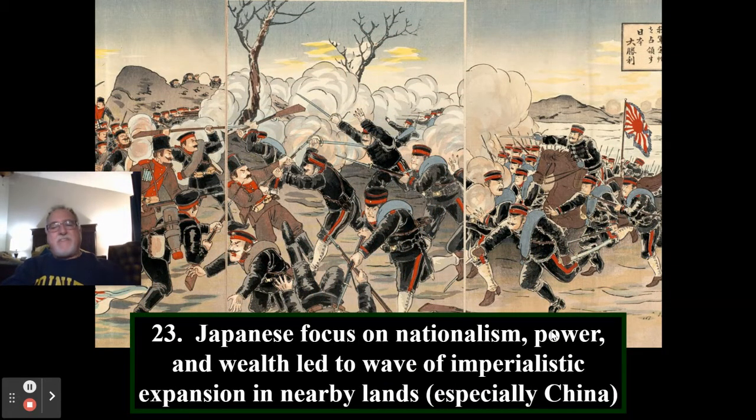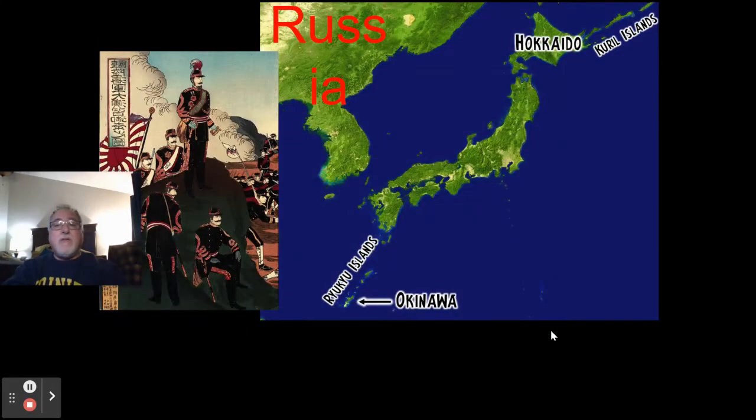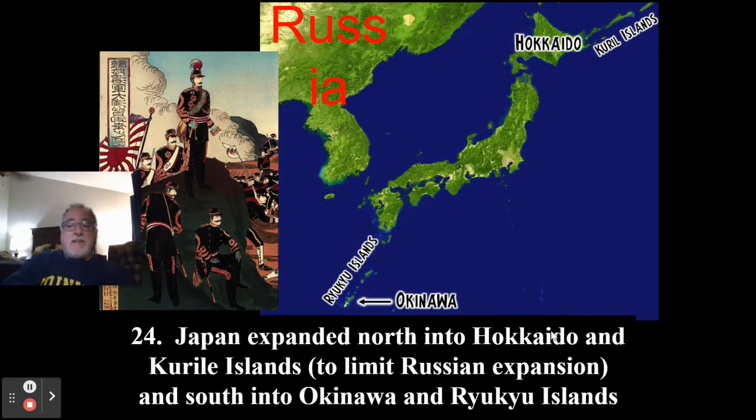Japanese focus on nationalism, on power and wealth, led to a wave of imperialistic expansion in nearby lands, especially China. Japan expanded north into the Hokkaido region and the Kuril Islands to limit Russian expansion, and they went south into Okinawa and the Ryukyu Islands to the south. That's where Godzilla is. No, I'm kidding.